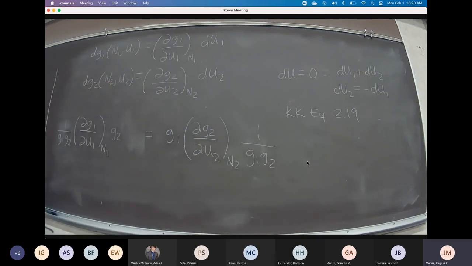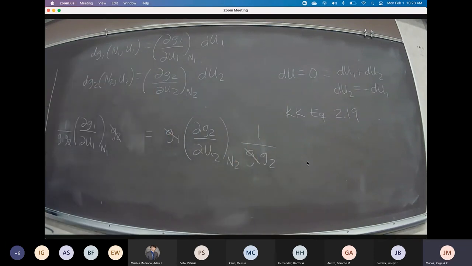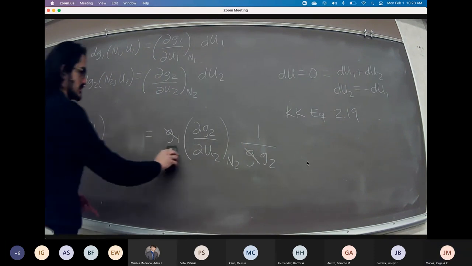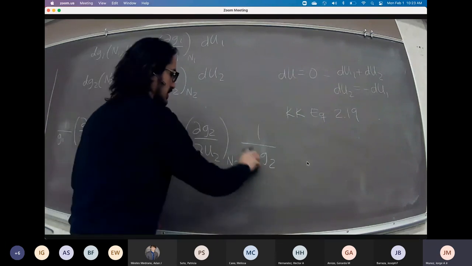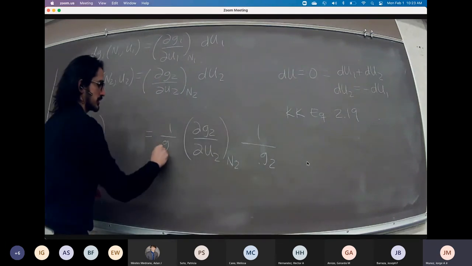So we're just multiplying times one, essentially. So here we can cancel out the g2s, and here we can cancel out the g1s. Okay. So it's 1 over g2. I'm going to put it over here so that it looks nicer.